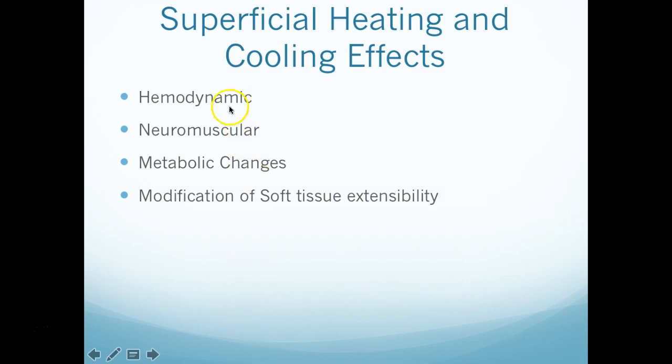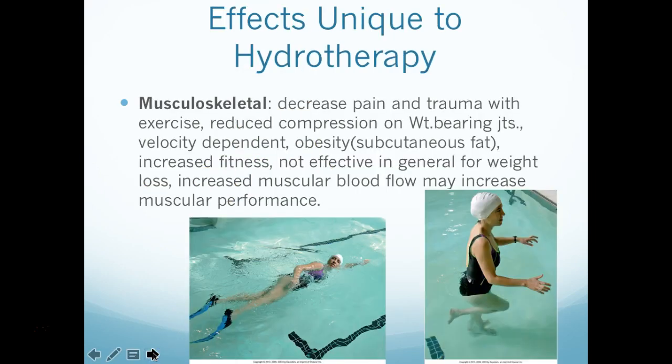So you have all the same things that are going to be affected that we talked about with heat and cold therapy. We have the hemodynamic, the neuromuscular, the metabolic changes, and the soft tissue extensibility modifications that are happening. Okay? So your musculoskeletal, we decrease pain and trauma with exercise. We reduce the compression. We talked about this when I talked about the total knee due to that buoyancy on those weight-bearing joints. The velocity that we talked about, the speed, the slower you go, the less there's going to be on it. Subcutaneous fat, increased fitness, not effective in general for weight loss.